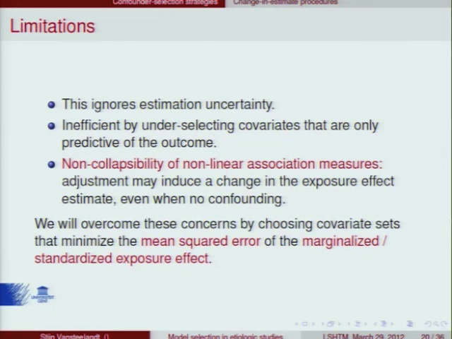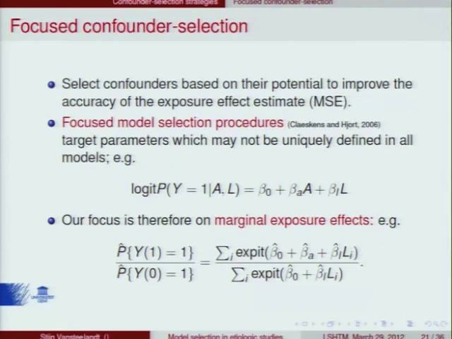So we wanted to keep the same idea, but get around each of these three problems. The way we dealt with the first two problems is we decided to focus on mean squared error. How can we choose the covariates that we want to control for such that it minimizes the mean squared error of the estimator? And second, in order to deal with non-collapsibility, we decided to focus on standardized exposure effects. I'll give you an impression in a minute. So the idea is that we are going to adjust for those covariates that minimize the mean squared error of the estimator.